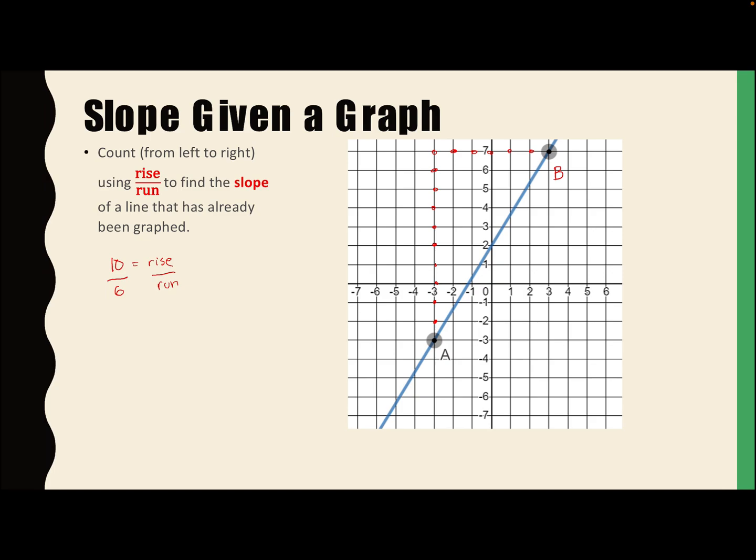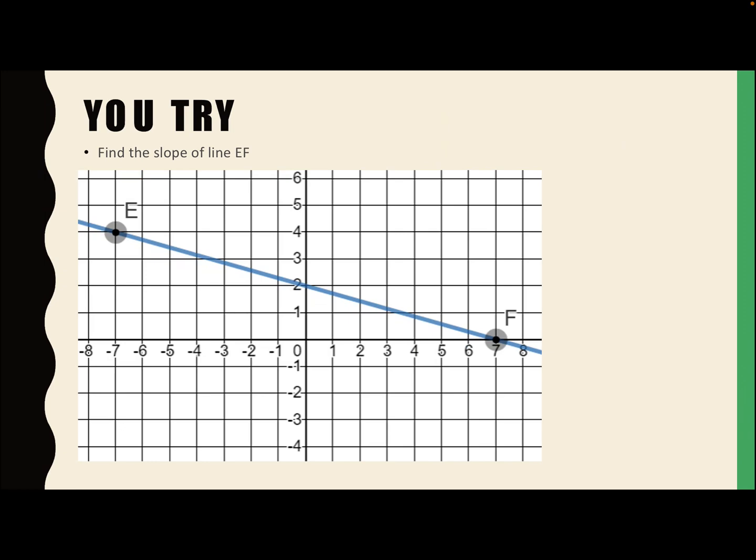And the simplified fraction is 5 over 3, our rise over our run. So that's a quick review of slope if we have a graph. Now find the slope of this line segment EF. Remember, we start at the left point and go to the right point.